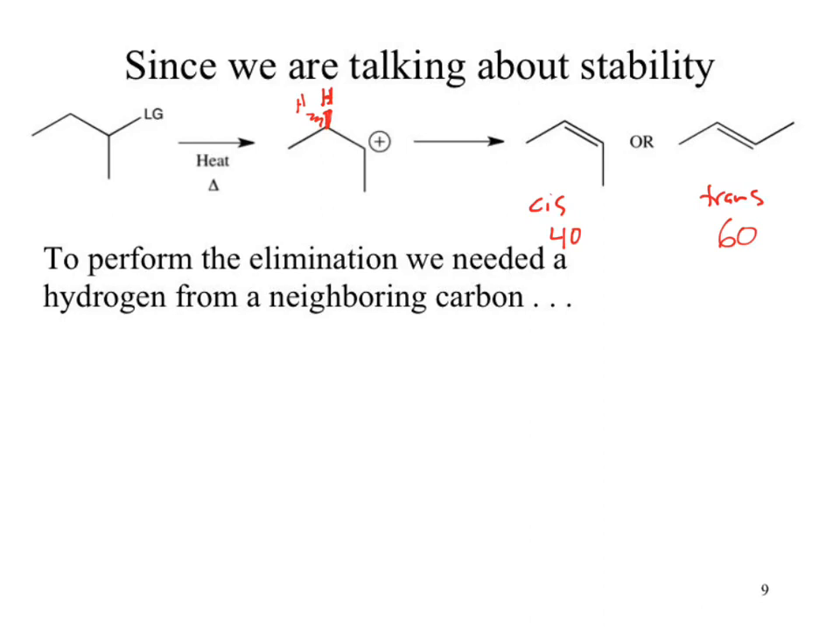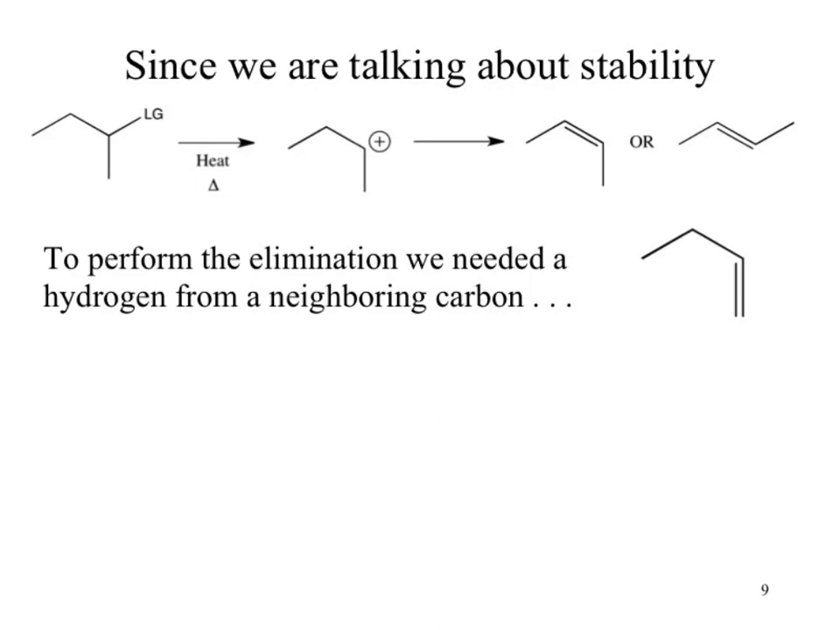So when we do the elimination, it's removing a hydrogen from a neighboring carbon, or the beta position. So if we look at that carbocation, there's our alpha. Where's beta? Oh, there's beta. Is there another beta? What does that mean? There's another product. That is also a valid product.